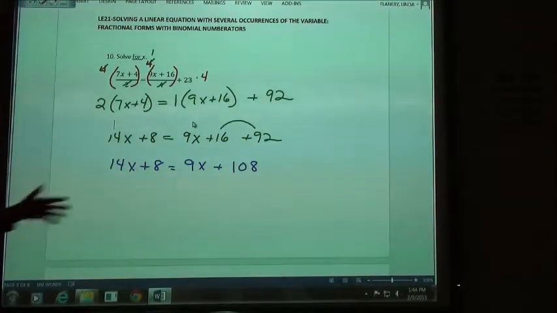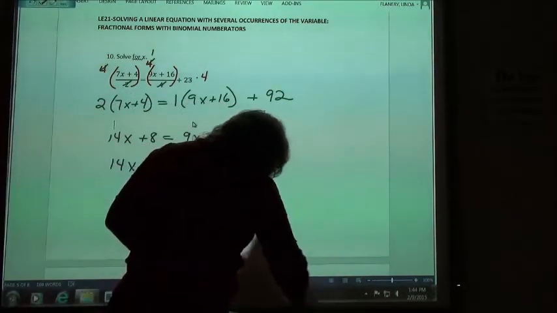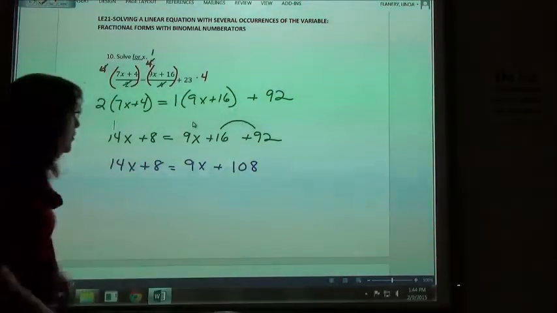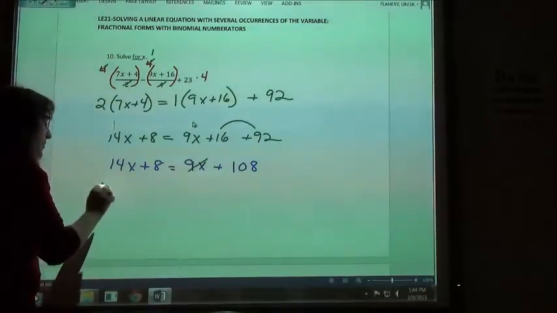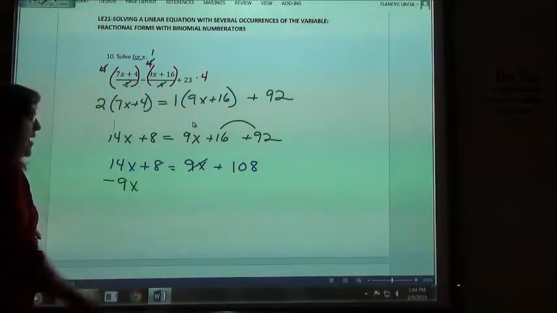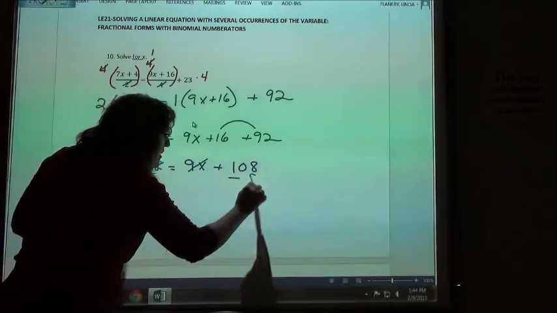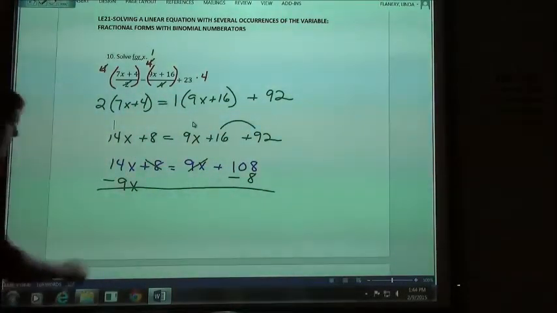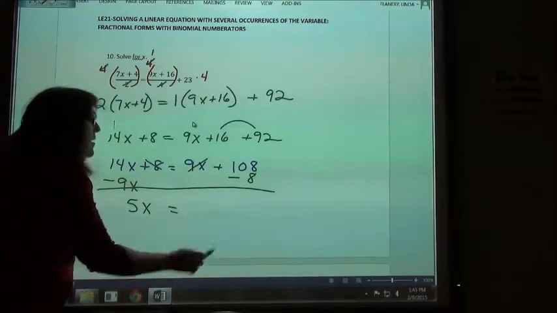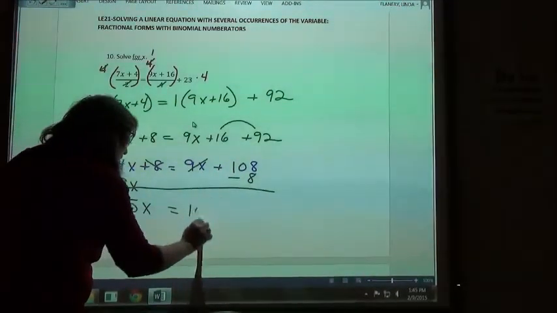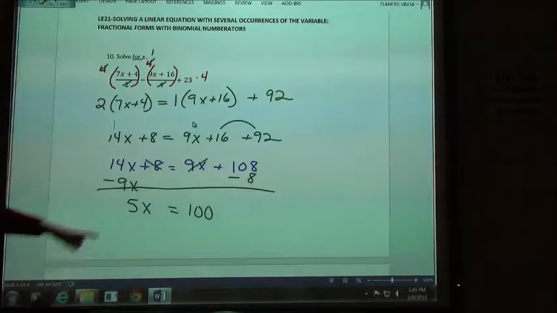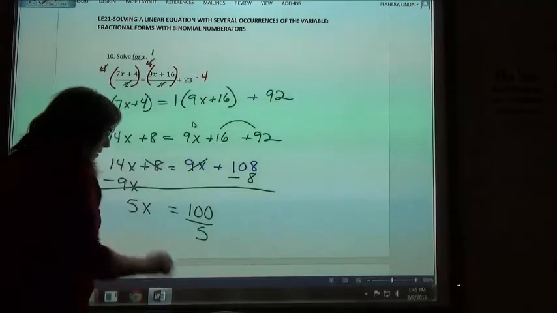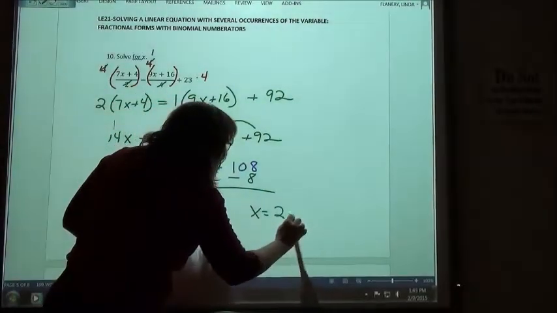Now I have one of those equations where I've got both a variable and a number on each side. Usually I like to move my variables to the left, my numbers to the right. So this is going to the opposite side. I'm going to subtract my 9x. This is going over to the opposite side. I'm going to subtract my 8. 14x minus 9x is 5x. 108 minus 8 would be 100. My last step, dividing by that coefficient of 5, so x is going to equal 20.